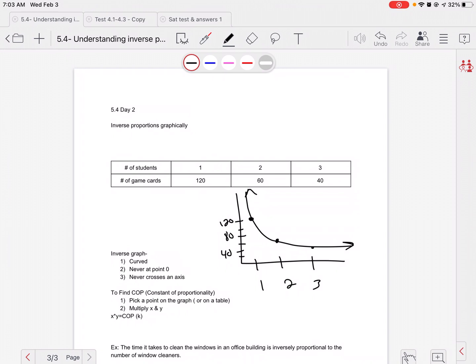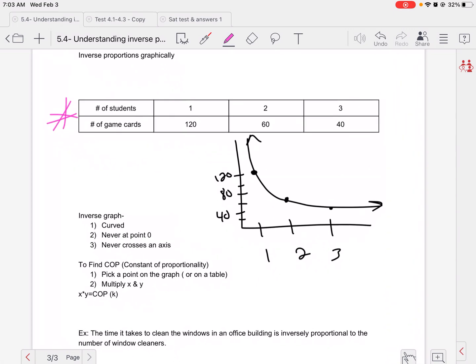Graph. So we're looking back at this information that we had yesterday, number of students and card games. If one person is playing, they have 120 cards. If two people are playing, they have 60 cards. And if three people are playing, they have 40 cards. So I just graphed those points real quick: the points (1, 120), (2, 60), and (3, 40). If you want to pause the video and get that graph on your paper, that would be great.